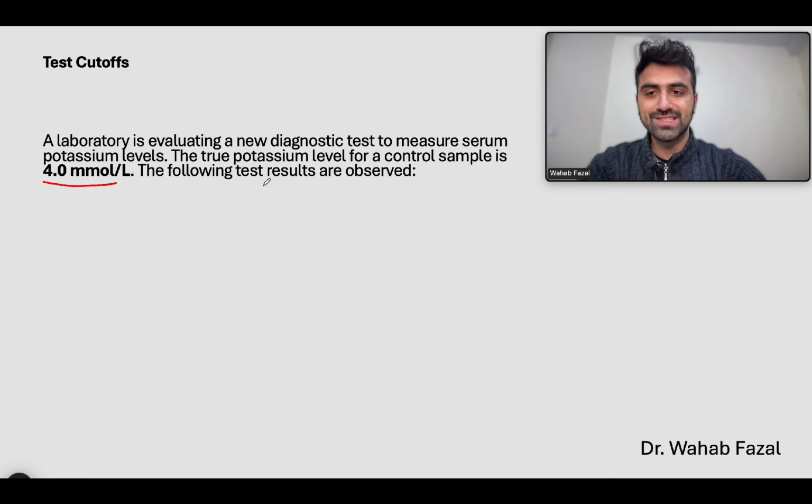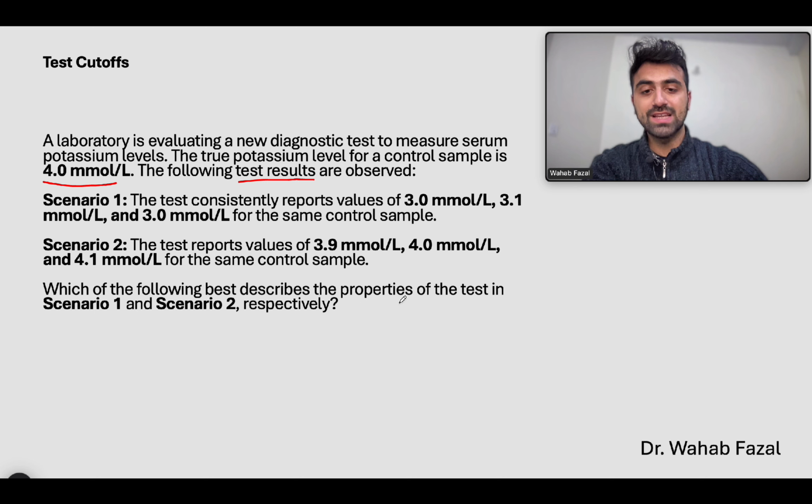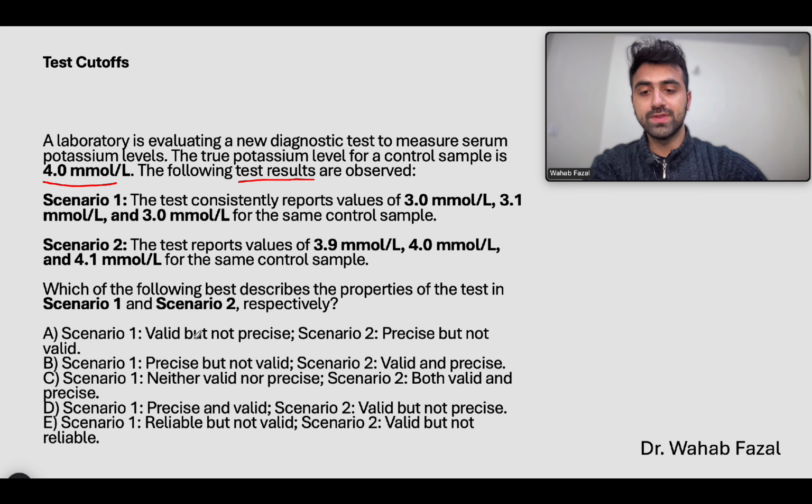The following test results are obtained. Basically, this is the new diagnostic test that they're trying to get. There are two scenarios. These scenarios each have different values. Scenario 1, this test reports values of 3.0, 3.1 and 3.0 again for the same control sample. So our actual potassium level is 4, but this is getting 3.0, 3.1 and 3. Scenario 2, where the test reports values of 3.9, 4.0 and 4.1 for the same control sample. So all three of these are for the same one. Which of the following best describes the properties of the test in scenario 1 and scenario 2 respectively? And here are all of the options.